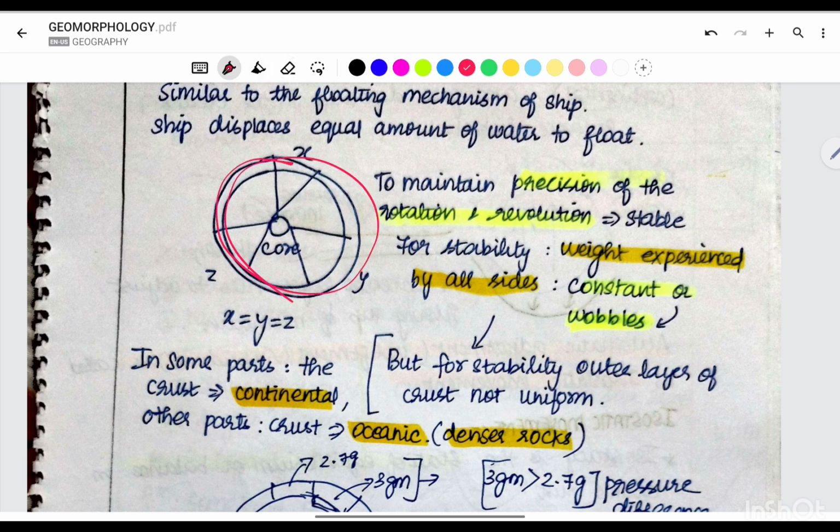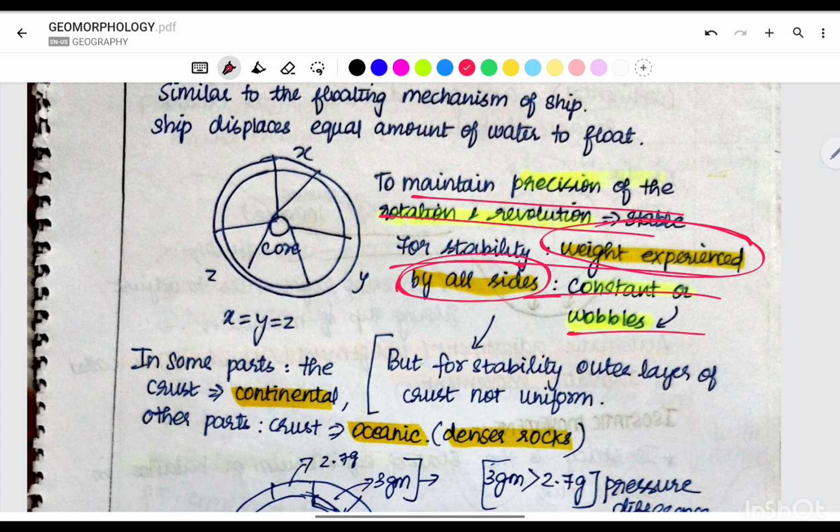The earth is rotating as well as revolving. So for its rotation and revolution, it needs to maintain stability. If the stability is lost, it results in wobbling and shaking of the earth. To maintain the precision of the rotation and revolution, it needs to be stable. For stability, the weight experienced by all the sides must be constant.